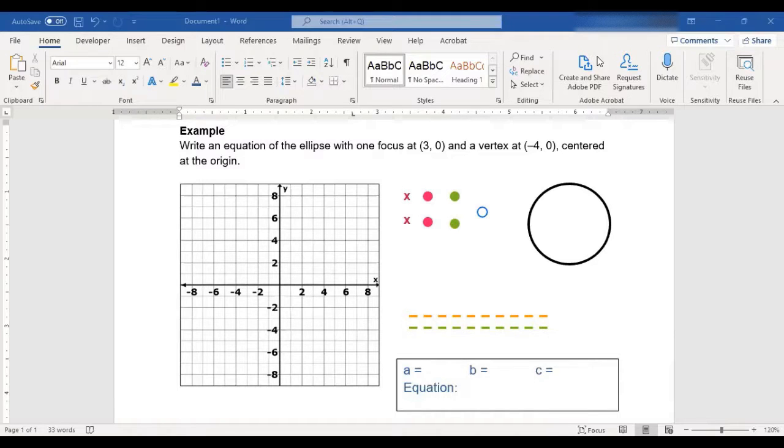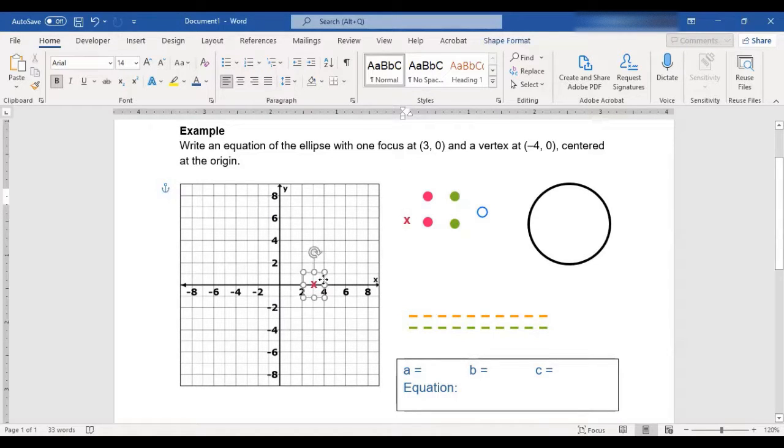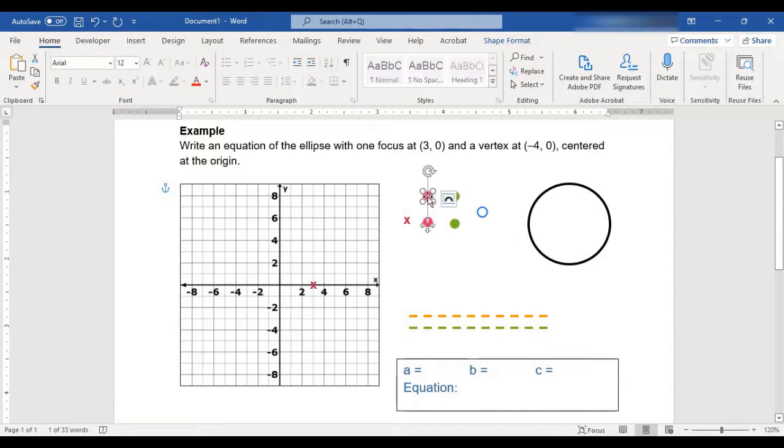So the information they've told us is one focus and the vertex and the center. So let's graph the information they've told us first. So we have one focus at (3, 0). So I'm going to move this over to (3, 0). A vertex at (-4, 0). Interesting. And then we're centered at the origin. So let's go ahead and graph the center at the origin. Well, it's not quite centered there, but we get the idea. Okay.